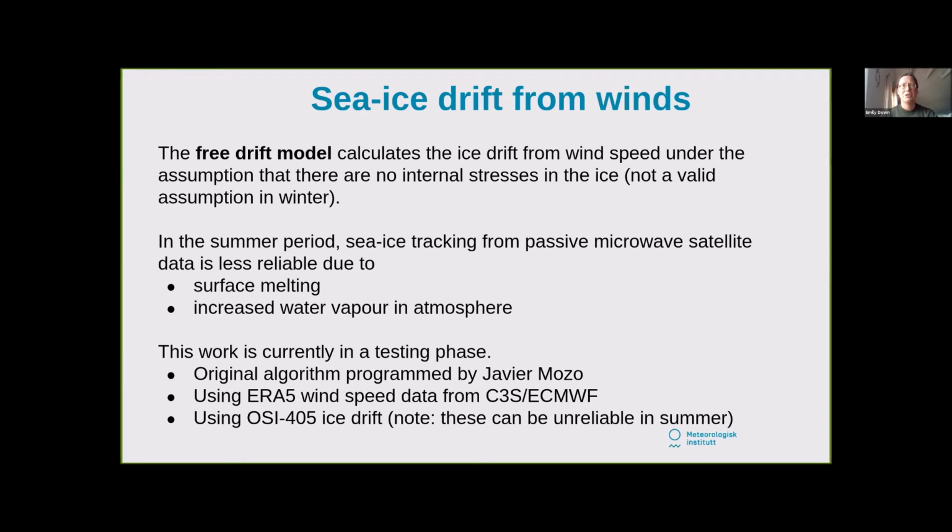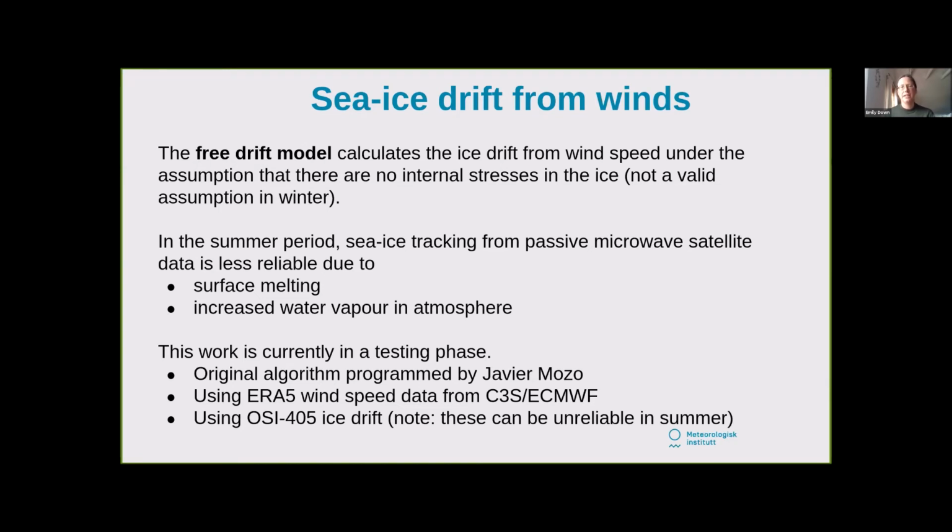And the motivation behind this is in the summer period, sea ice tracking from passive microwave satellite data is not so reliable because the surface can be melting, and it can be melting and refreezing as well in cycles, which can cause quite big differences between successive satellite images, which is not great when you're trying to match up the features in them. And increased water vapor in the atmosphere can also blur the images.